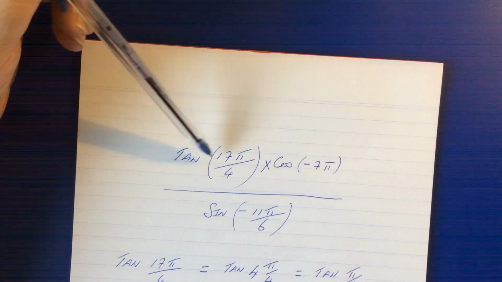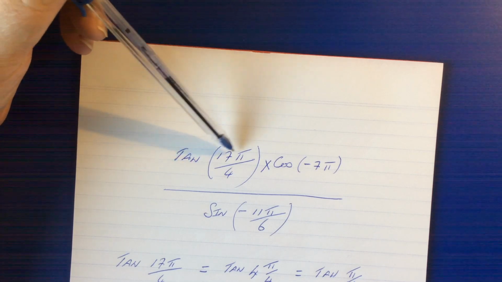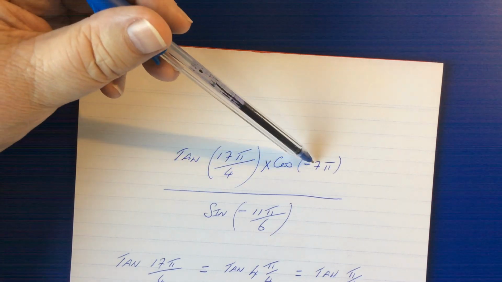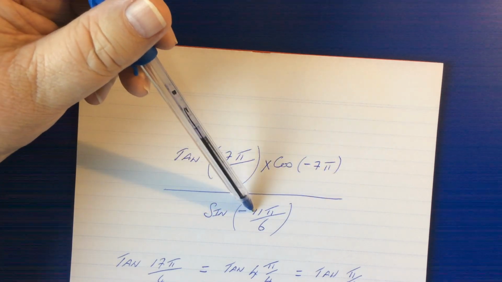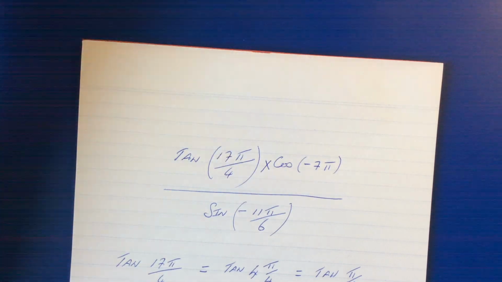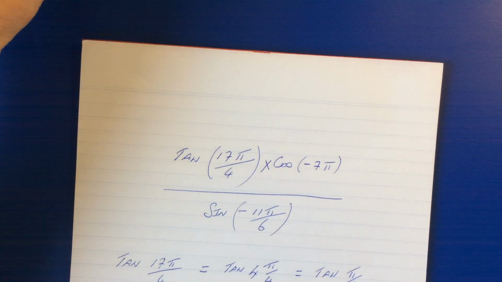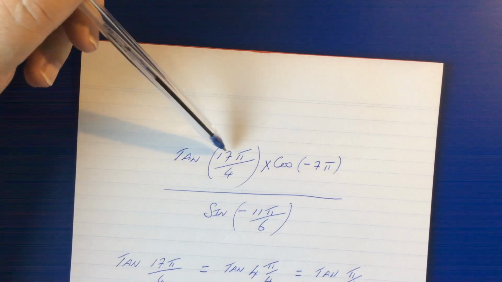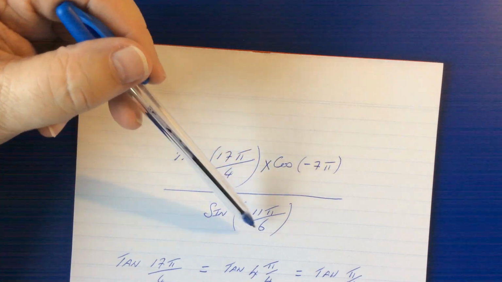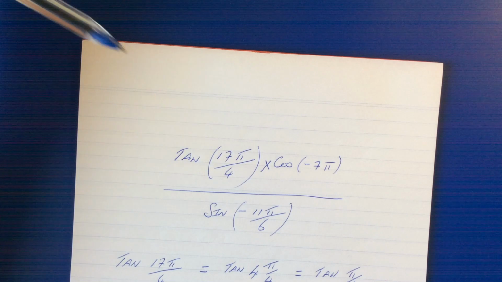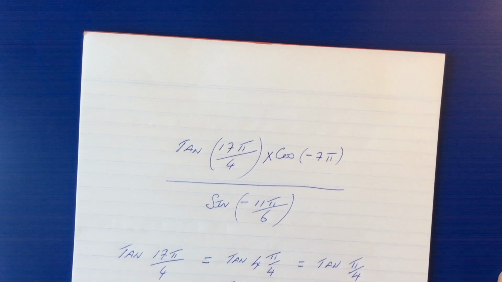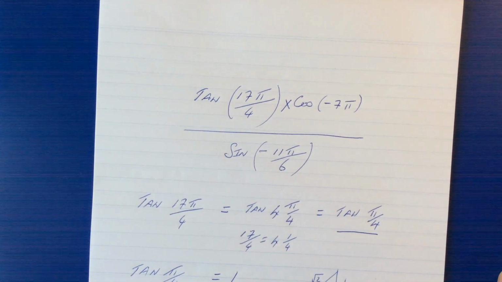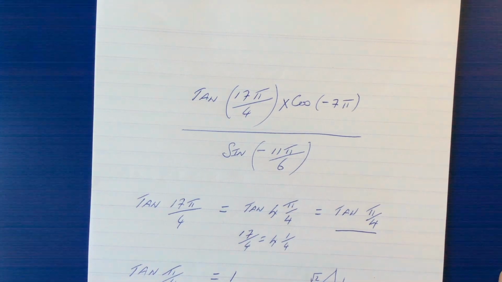What we're trying to sort out is what the tangent of 17 pi on 4 times the cosine of negative 7 pi, all divided by the sine of negative 11 pi on 6 is equal to. And how you go about doing this is you first of all try and get each one of these constituent parts into as simple a form as you can and find its value. So let's go to work on that, and we'll deal with the tangent first.